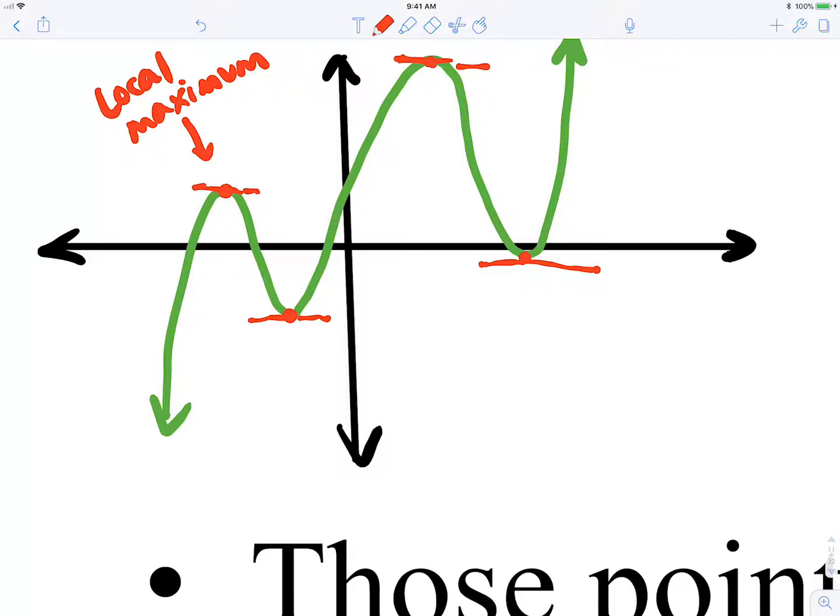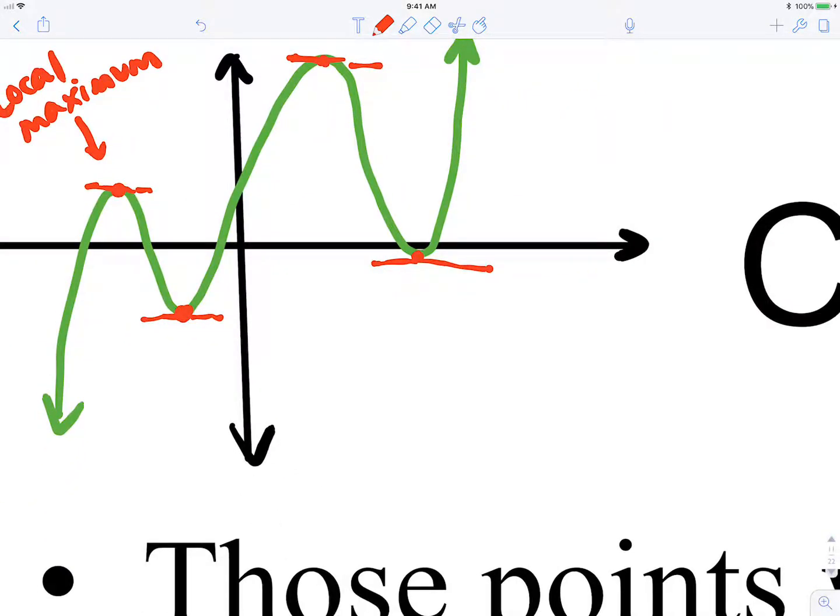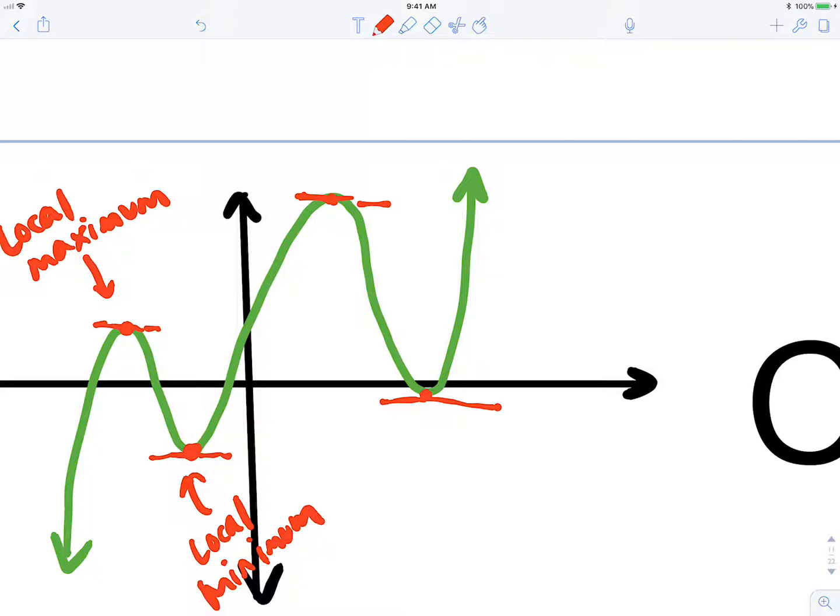Then if we were to zoom in or go in the neighborhood of this next horizontal tangent line, the y value at that point would be less than or equal to any of the y values on the open interval around it. So we would call that a local minimum. Okay, and up here, local maximum and local min.